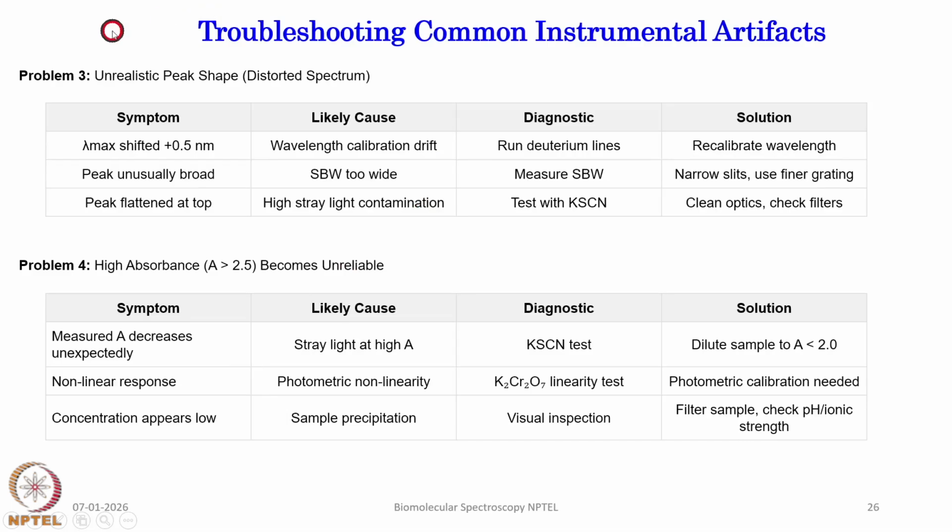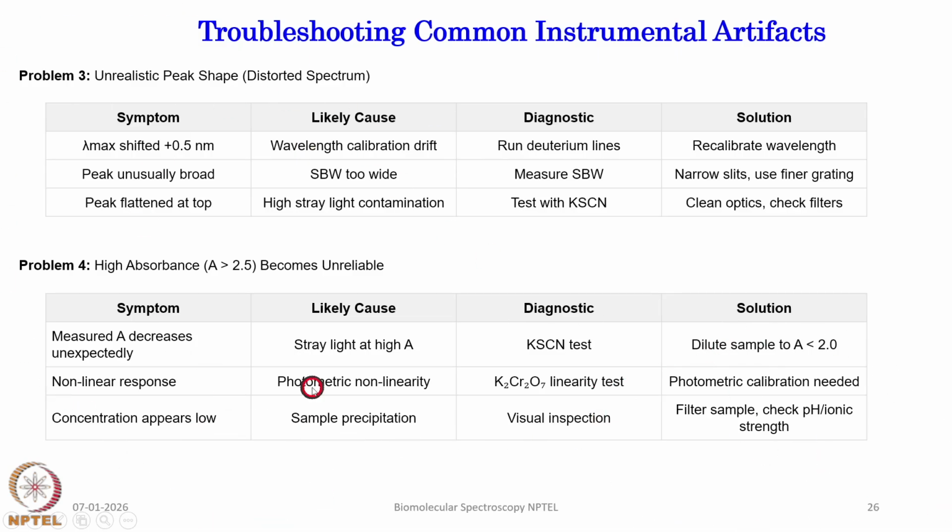Then you can have an unrealistic peak shape. It can be because the spectral width is too high, or stray light is coming in, so you have to calibrate again. If high absorbance is coming, that is not reliable. So measure the absorbance, and dilute the sample so that it is less than 2. One can do a KSCN test to find it out. If a non-linear response is coming, photometric calibration is needed again.